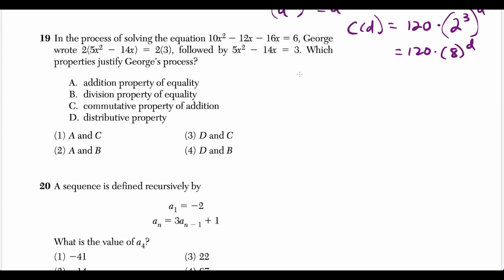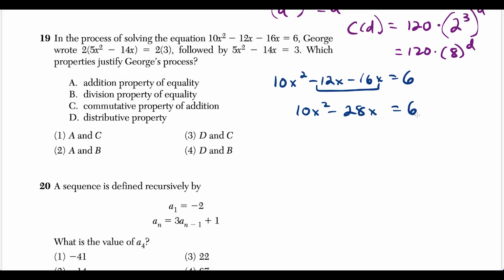So for these kind of questions, what you should do is start out with what they give you. So we have 10x squared minus 12x minus 16x equals 6. And notice that there are two steps here. George writes this, and then he writes this immediately after. So looking at what George does, I notice there's a minus 14x in parentheses, but notice there's only a single x term, and here we have two x terms. So first, George is going to combine like terms, and negative 12x minus 16x makes negative 28x, and this is equal to 6.